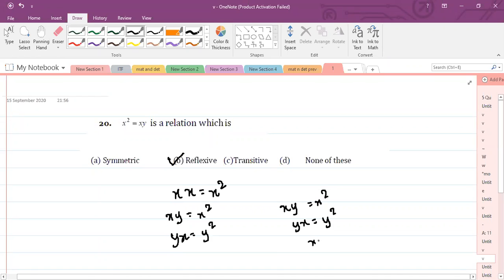Then x into x is equal to x square itself. Even you can consider, sorry, here you can consider y into z. So y into z, then x into z will be x square. So what is the condition? If (x, y) belongs to R and (y, z) belongs to R, then (x, z) should belong to R, but that condition is not satisfied here. Therefore, it is not reflexive.